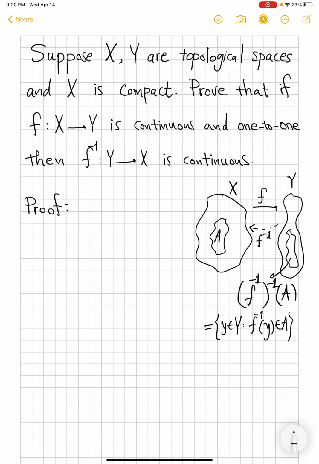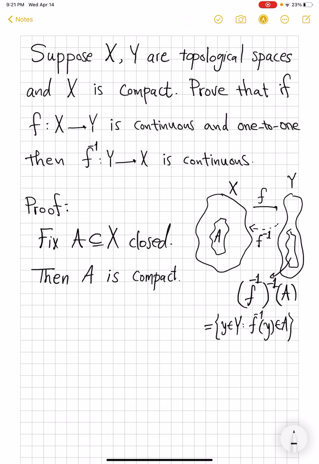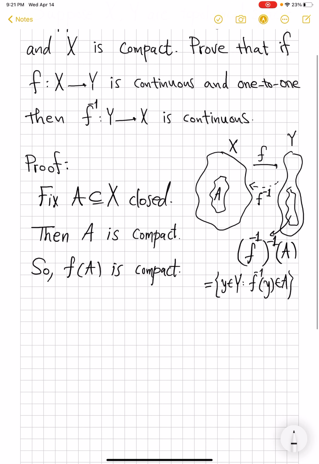So the way we prove this is as follows. Fix A subset of X closed. Then because it's closed inside a compact set, it is also compact. So then A is compact. Because f is continuous, f of A is compact inside Y. So f(A) is sitting inside Y. So in particular, f(A) is closed.